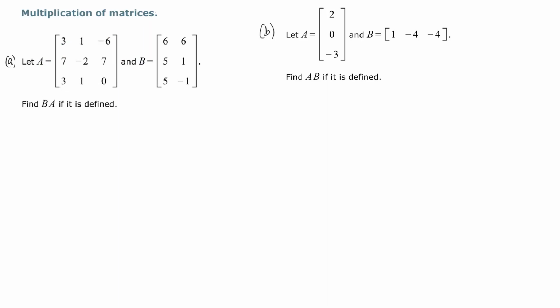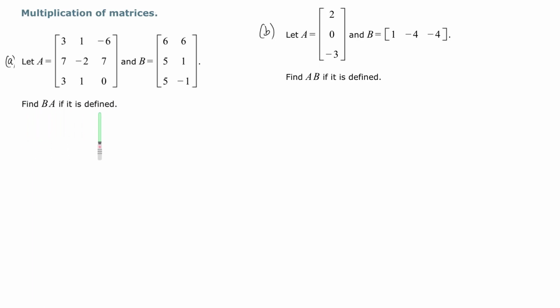Multiplication of matrices. There's a matrix A of size 3 by 3. There's a matrix B of size 3 by 2. And this is a separate example. We'll look at example B a little bit later. It says find B times A if it's defined.